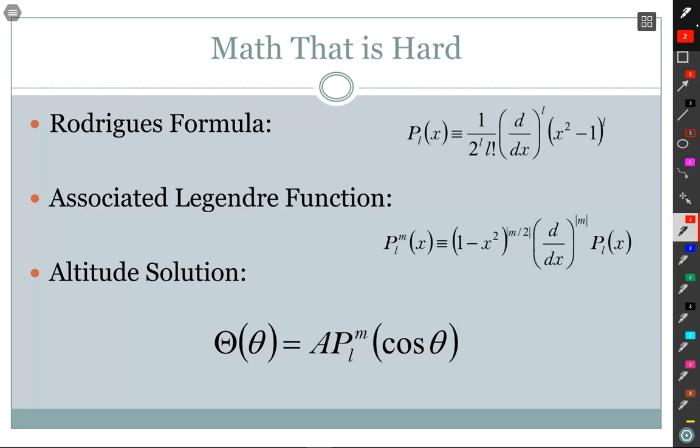Now let's think about this a little. This polynomial, we take the Lth derivative of x squared minus 1 raised to the Lth power. What is the highest power of x we're going to get when we take that Lth derivative of x squared minus 1 to the L power?